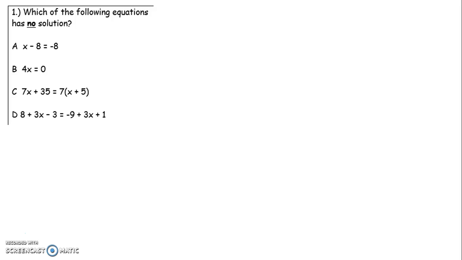Well, what we need to do is solve each of the equations given and figure out which one at the end is a false statement. So let's go ahead and work through them. So let's look at letter A. For letter A, it says x minus 8 equals negative 8.